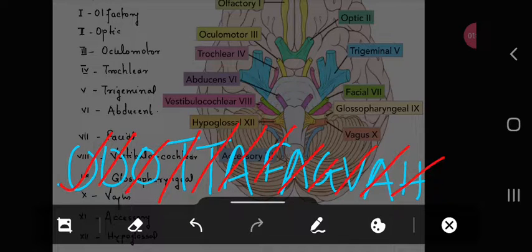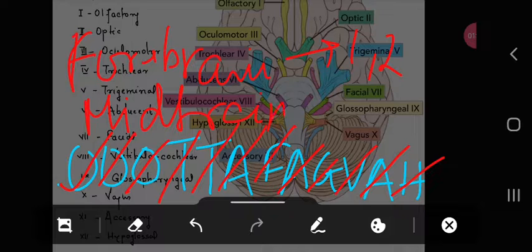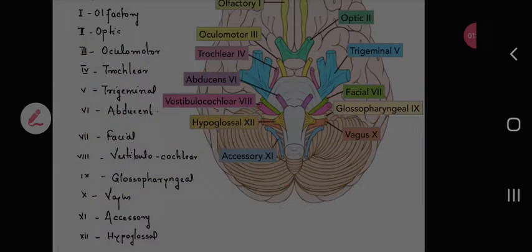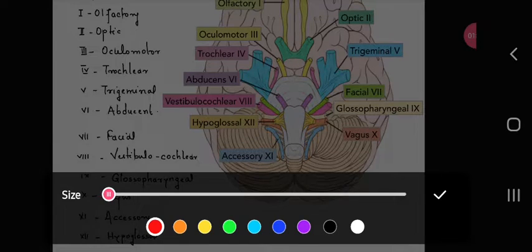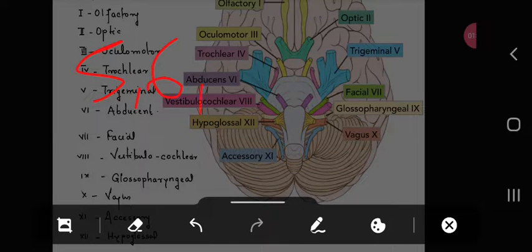Okay, so the forebrain contains 1 and 2, the midbrain contains 3 and 4, and 5, 6, 7, 8 are present in the pons, and 9, 10, 11, 12 in the medulla.